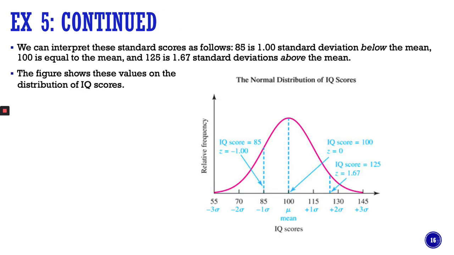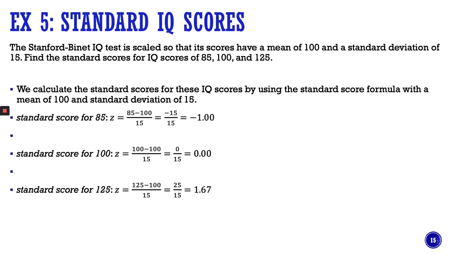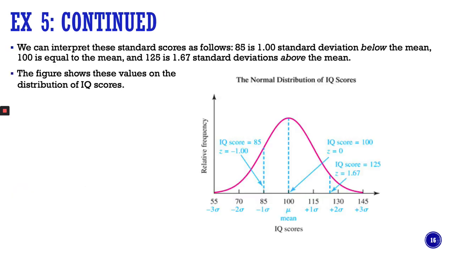We can interpret these standard scores as follows. 85 is one standard deviation below the mean because it was negative. 100 is equal to the mean because it had a z-score of 0, so it means it's equal to the mean. And 125 is 1.6 standard deviations above the mean. The figure shows these values on the distribution of IQ scores. So we can see where all of the scores lie. Here's the 100, here's the 125, and here is the score of 85.